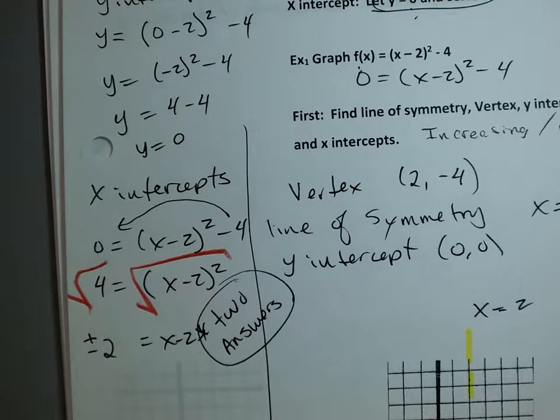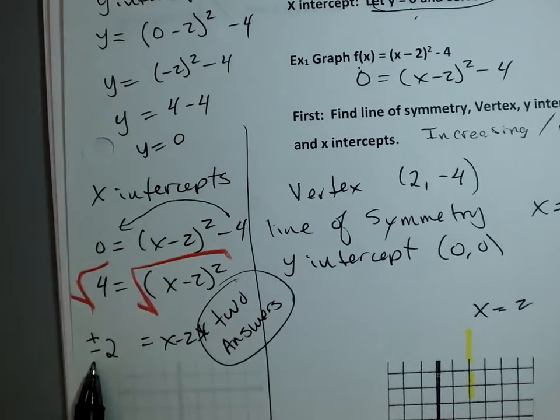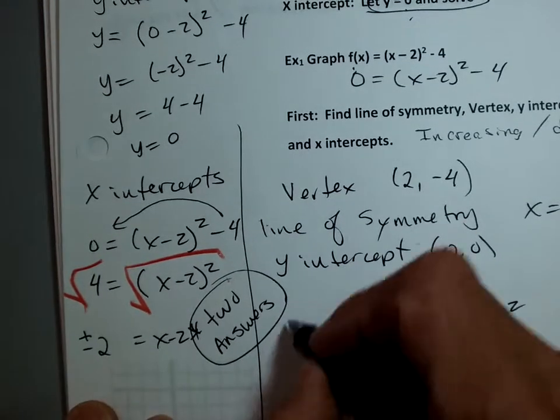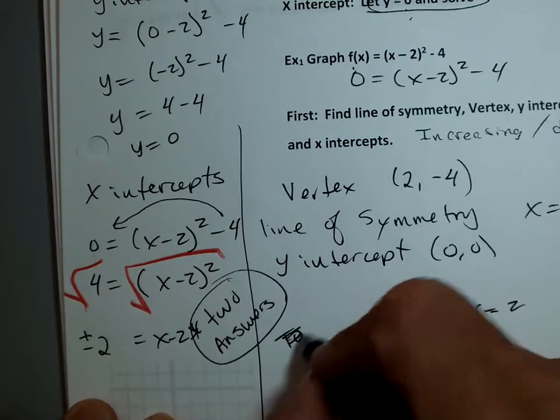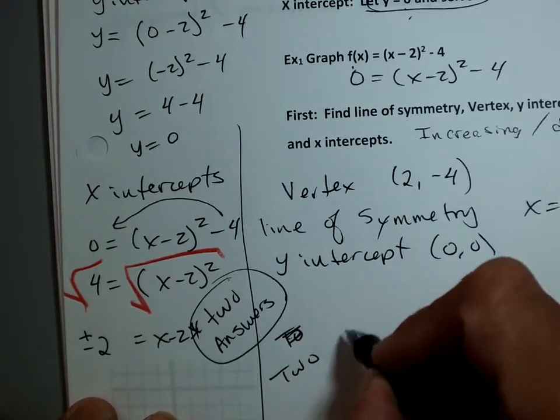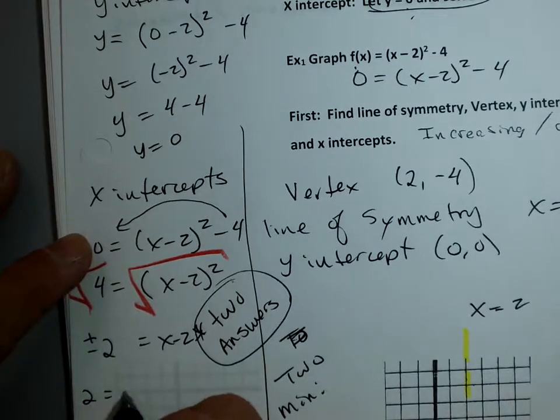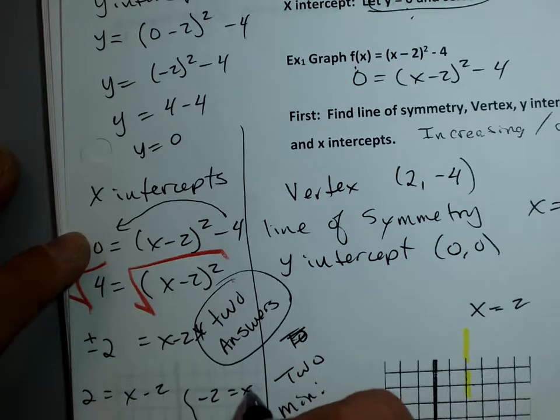Real quick, negative 2 times negative 2 is 4, right? What's 2 times 2? 4. Both numbers will work, right? So if you take the square root of 4, it's 2 and negative 2. So now, with 2 answers, I should also have 2 equations. There are 2 mini equations. So what are my mini equations? Well, I've got 2 equals x minus 2, and I've got negative 2 equals x minus 2. So 2 mini equations.